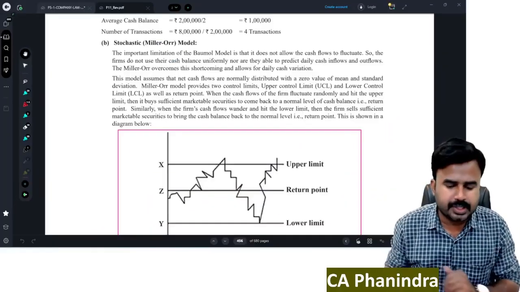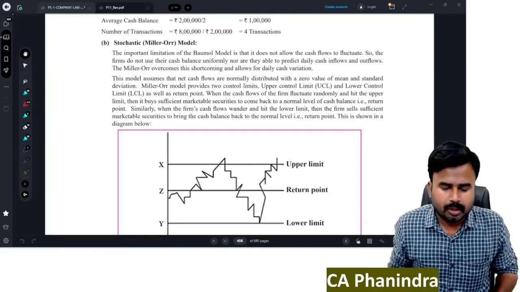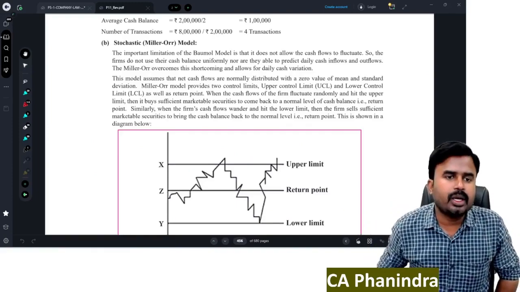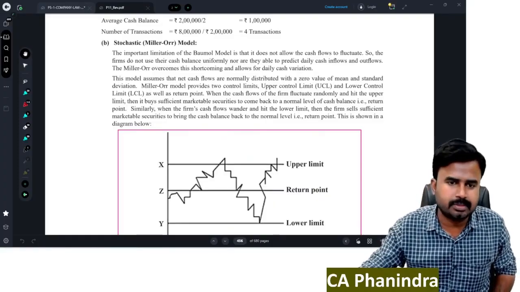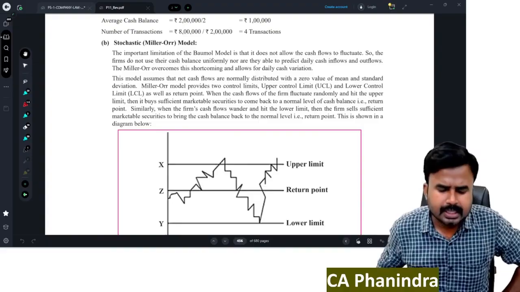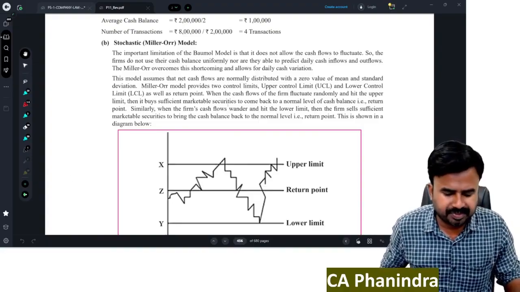Good evening, all of you, dear students. In the last session, we understood Baumol's model or inventory model. Now we are moving to the next concept called stochastic model under cash management. Stochastic model or Miller-Orr model. This is the model name.